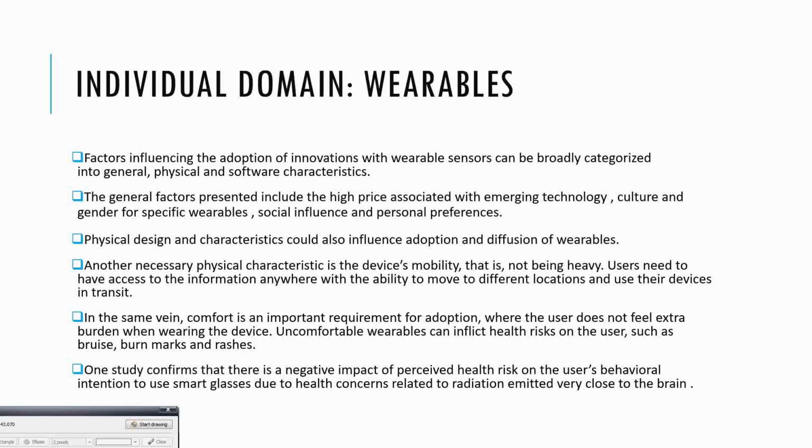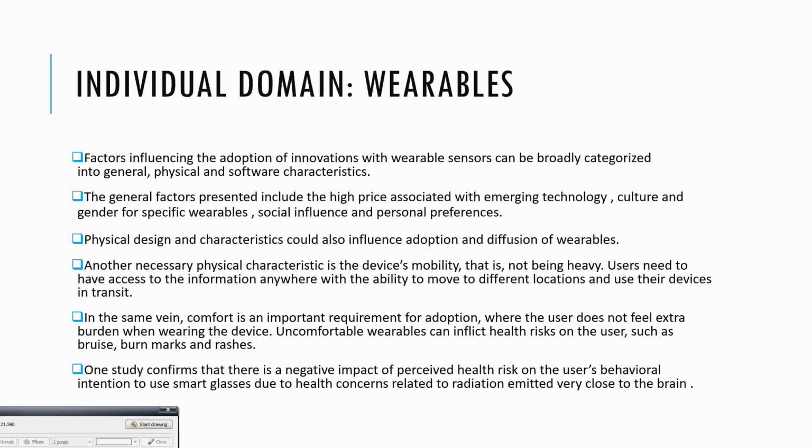Factors influencing the adoption of innovation with a wearable sensor can be broadly categorized into general, physical, and software characteristics. The general factors presented include the high price associated with the emerging technology, culture and gender for specific wearables, social influences, and personal preferences. Physical design and characteristics could also influence the adoption and diffusion of the wearables. Another necessary physical characteristic is the device mobility, that is, not being heavy.